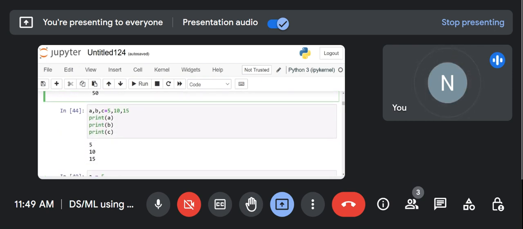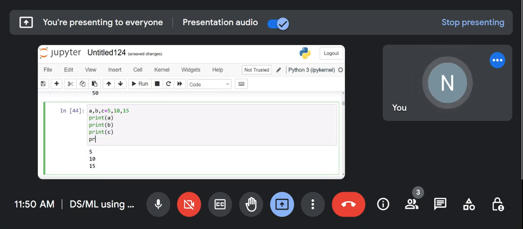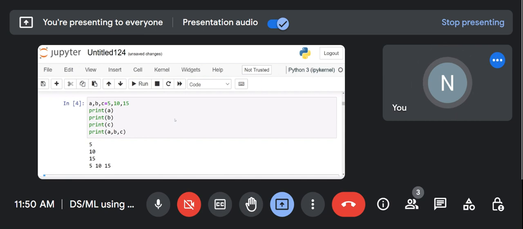You can assign different values to variables in the same line. a, b, c equal to 5, 10, 15. A is 5, B is 10, C is 15. And you printed them: print A, print B, print C. This is what you did. And if you want to print them in the same line, print A, comma B, comma C. So 5, 10, 15 gets printed in a single line itself also.